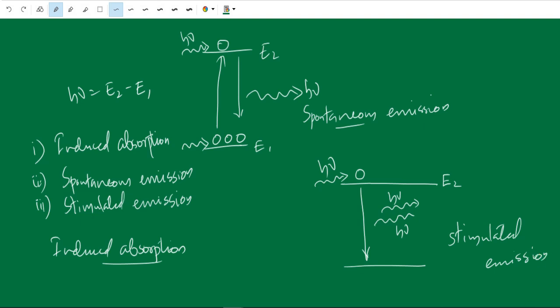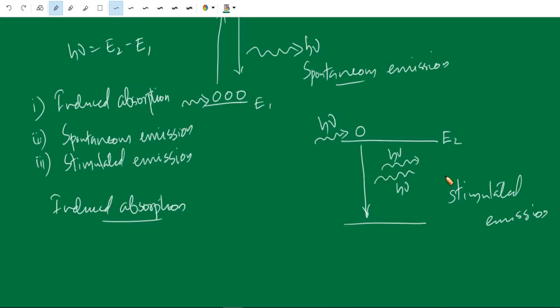So there are three processes that can occur when light interacts with matter. One is induced absorption, when a photon of energy h nu sees an atom in the lower energy level, and this atom absorbs the photon and goes to the higher energy level. The atom at energy level E2 cannot stay there for a long time. It has a lifetime of about 10 raised to minus 8 second, 10 nanosecond. After that, it will be de-excited by emitting a photon of energy h nu. This happens spontaneously. That's why it is called spontaneous emission.